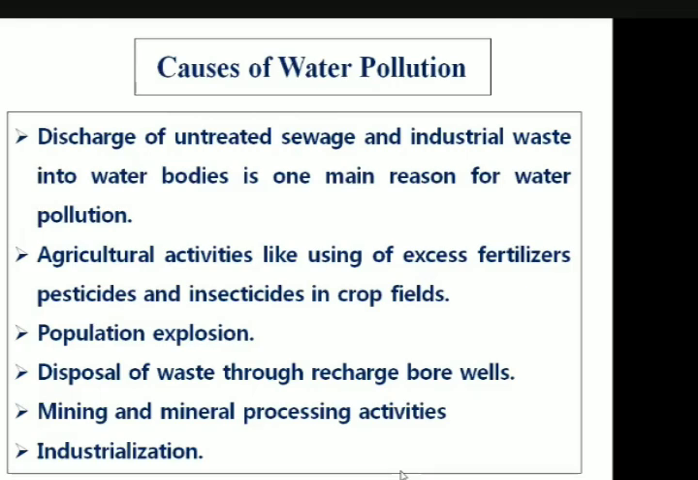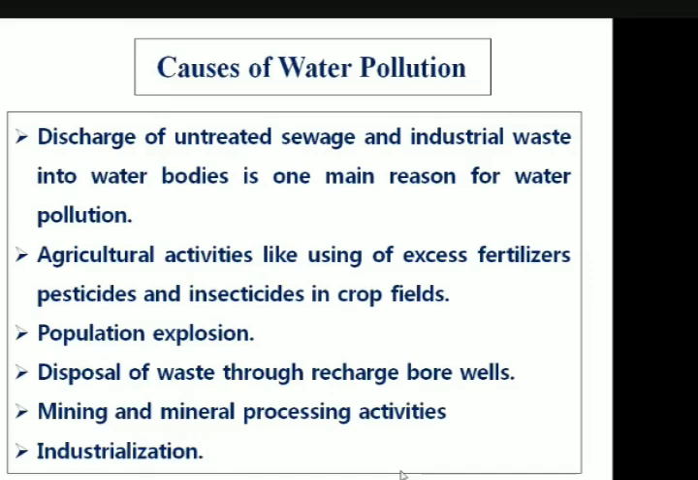If you look at the specific causes of water pollution, some of them are the discharge of untreated sewage and industrial waste into the water bodies. That is one main reason for water pollution. When industries discharge industrial wastewater directly into the water bodies, it will lead to water pollution. Industries need to treat the water. Without treating it, if they discharge the wastewater directly into nearby water bodies, it will lead to water pollution. When water gets contaminated, it can lead to different health problems.